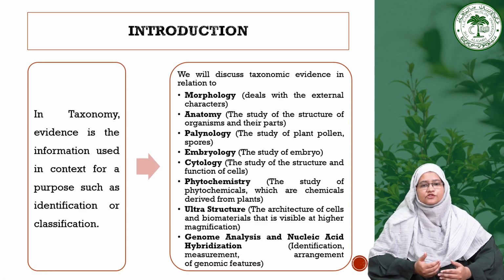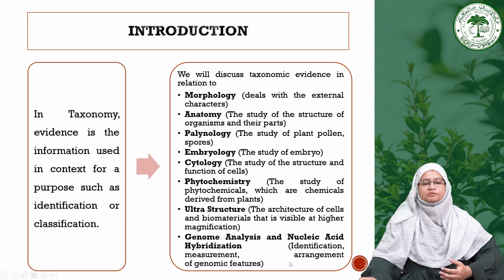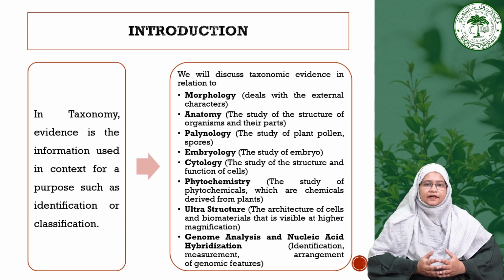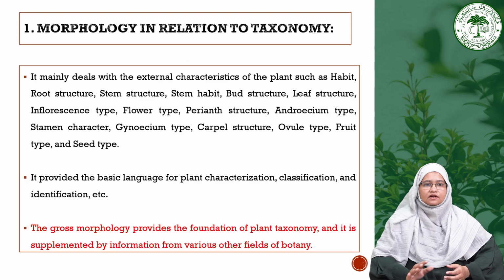And the last and most important is genome analysis and nucleic acid hybridization, on which we mainly rely today, because if we have to do phylogenetic studies, this helps in the systematic identification of a particular plant species. The identification, measurement and arrangement of genetic features are based on these techniques. So these are some different branches of botany that help in the taxonomic identification of a particular plant and to classify them.